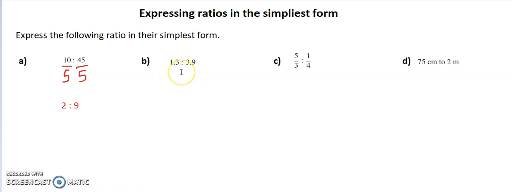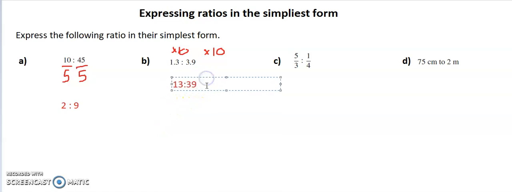B, we don't like ratios to be in decimals. So before I do anything with this, I need to get rid of the decimal point. To get rid of it, I'm going to times by 10. If I times one side by 10, I times the other side by 10. So 1.3 times 10 is 13. 3.9 times 10 is 39, so it becomes 13 to 39.